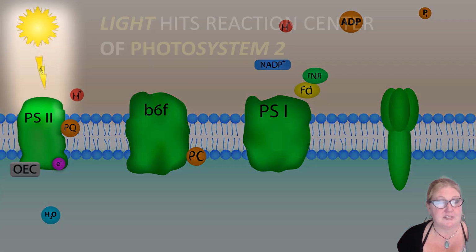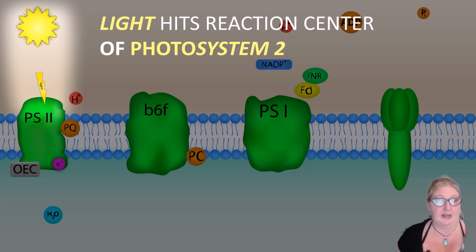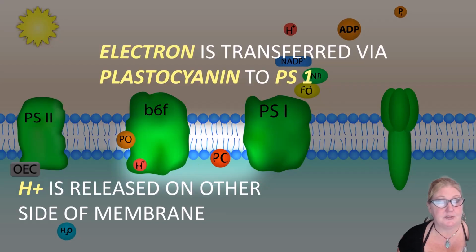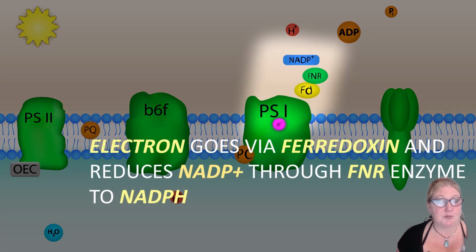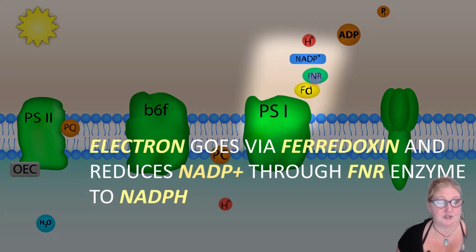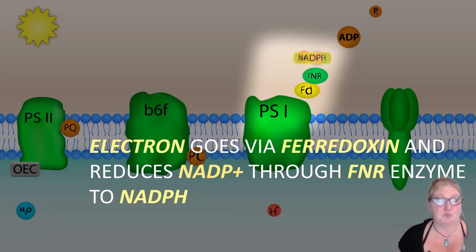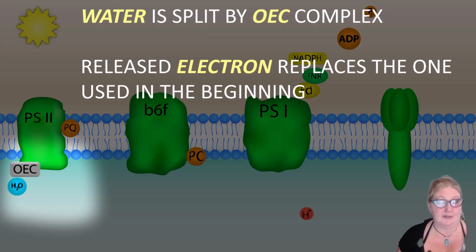In the photosystem 2 reaction center, energy from sunlight is used to extract electrons from water. These electrons travel through the chloroplast electron transport chain to photosystem 1, which reduces NADP+ to NADPH.